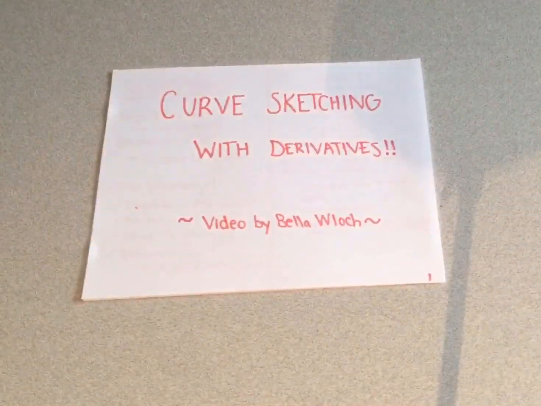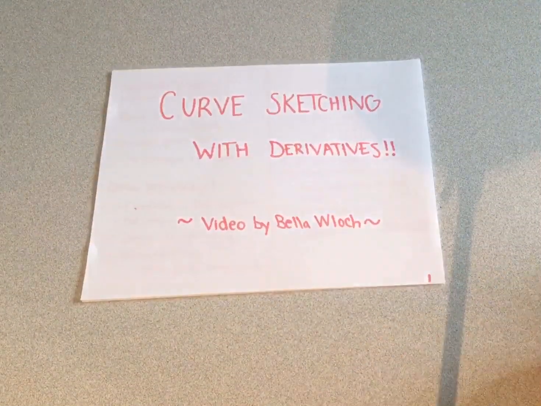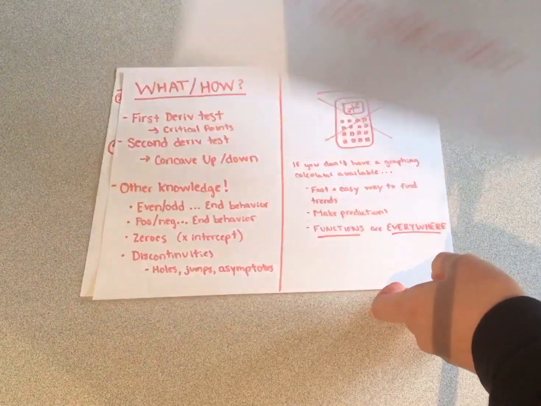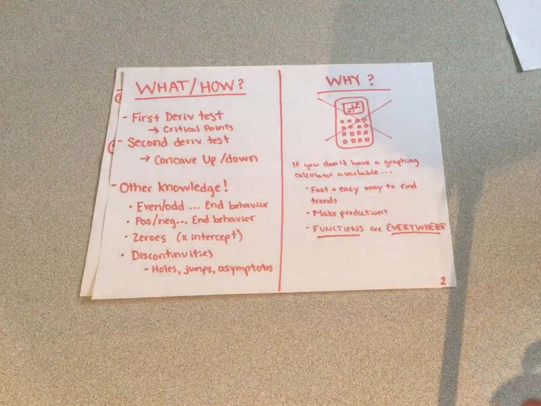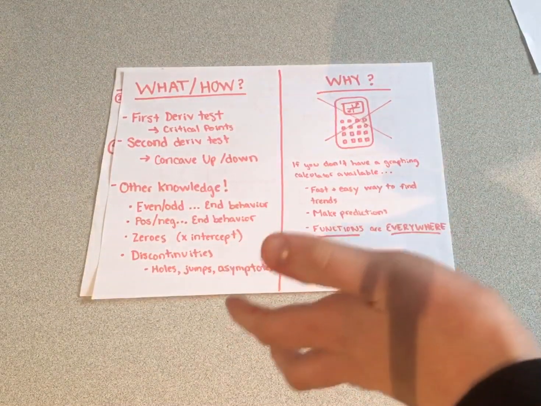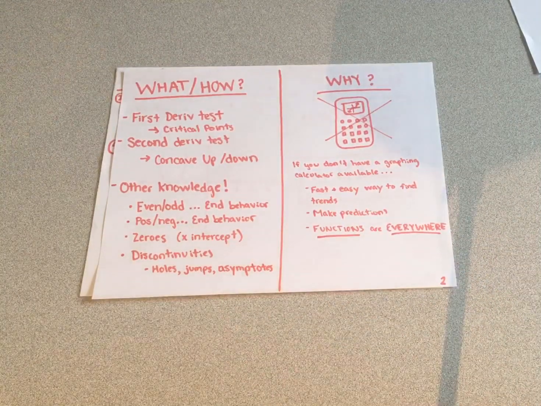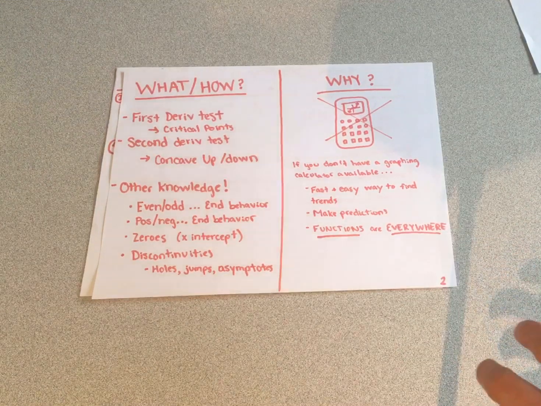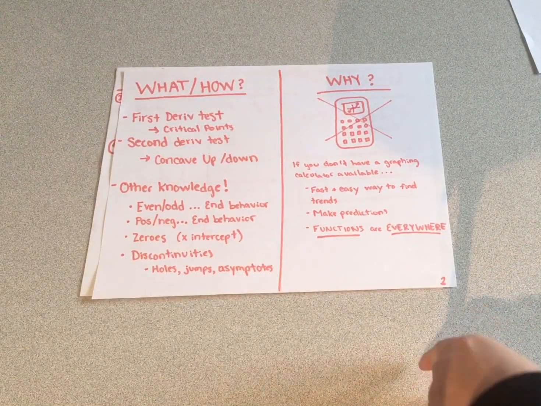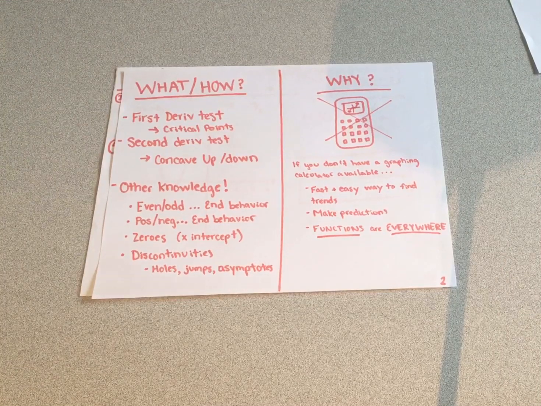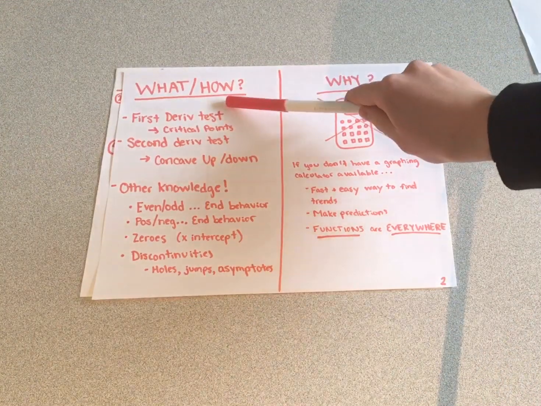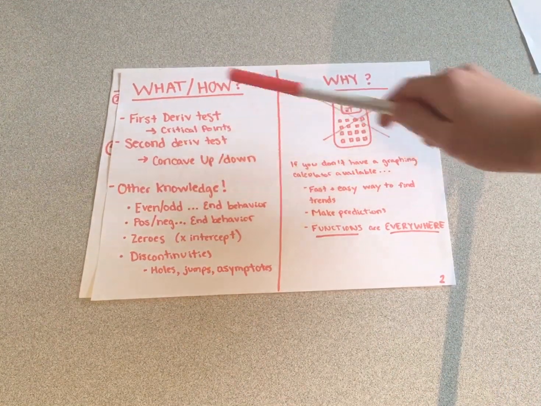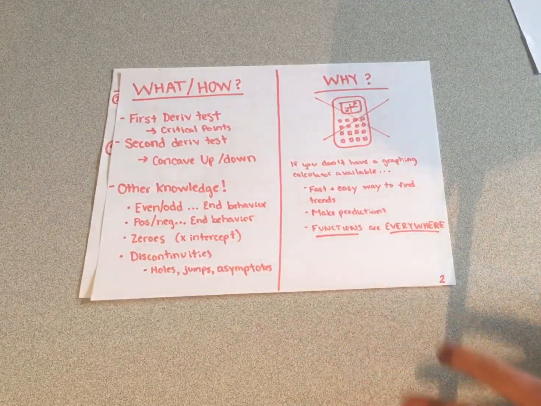Everyone, today we're going to be learning about curve sketching using derivatives. So first of all, let's go over briefly what and how we're going to do this and also why. Curve sketching with derivatives is pretty much what it sounds like. It's sketching a graph based on the knowledge we can obtain based on derivatives. So we'll be using the first derivative test to find critical points and also increasing and decreasing areas.